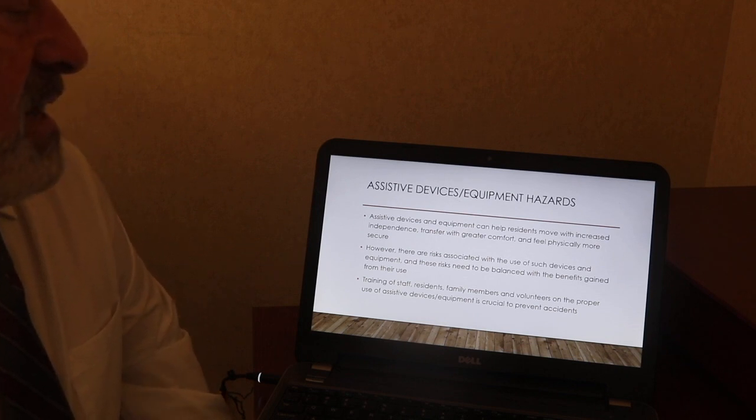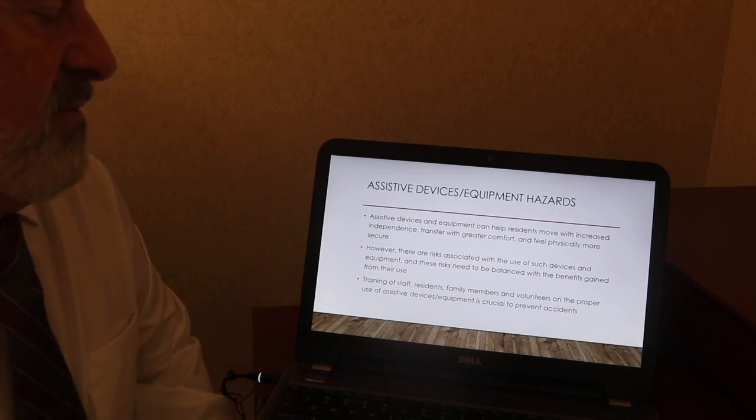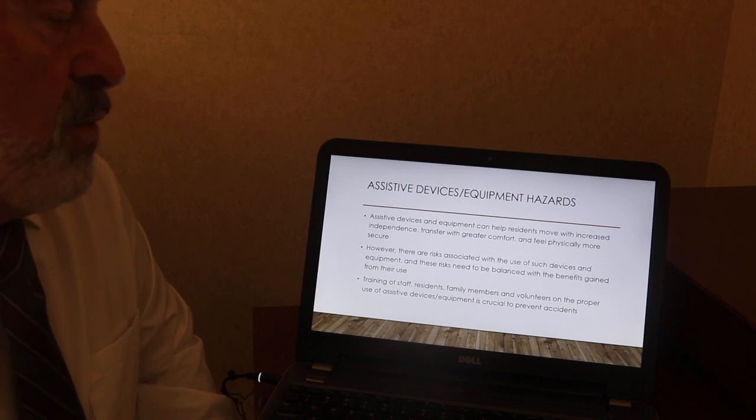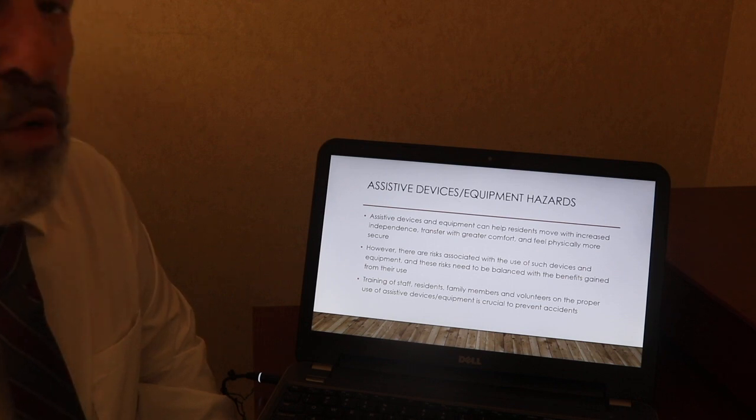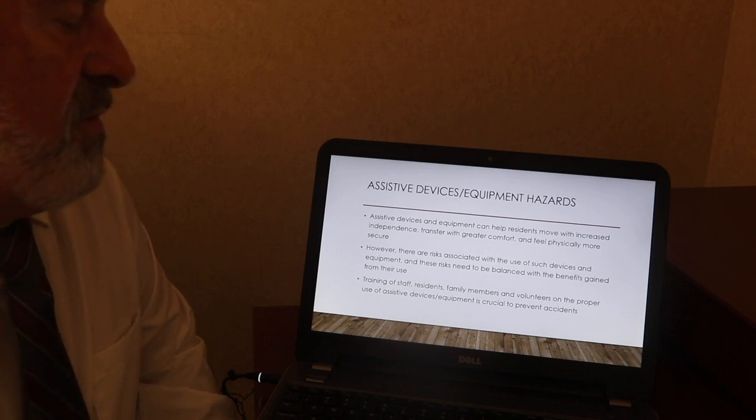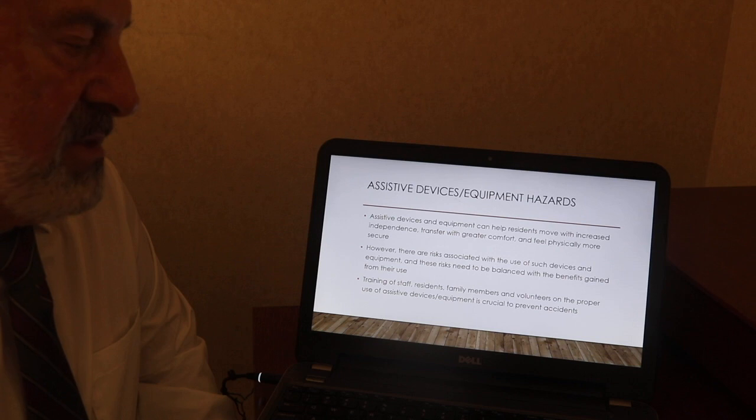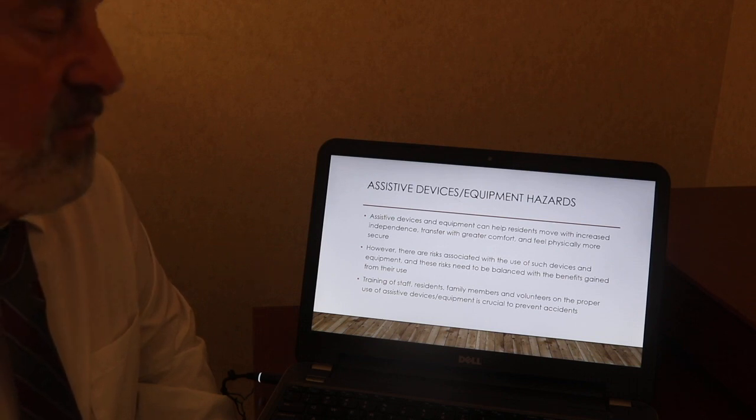Assistive devices and equipment hazards. Assistive devices and equipment can help residents move with increased independence, transfer, and greater comfort, and feel physically more secure. However, there are risks associated with such devices and equipment, and these risks need to be balanced with the benefits gained from their use.